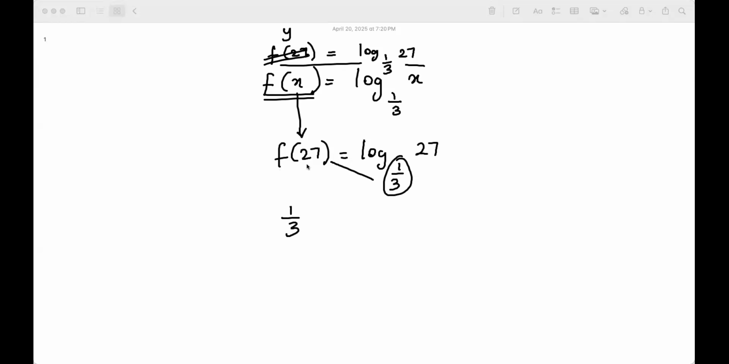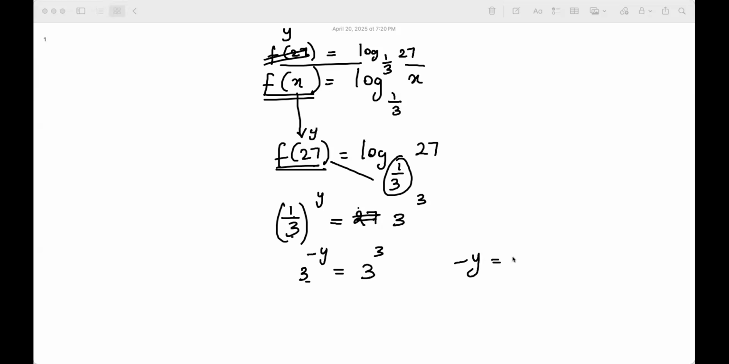1 by 3. I can't write f of 27, let me write it out as y. 1 by 3 power y is what I need to find out. It will be equal to what? 27. 27 can be written as 3 power of 3. 1 by 3 can be written as 3 power minus y equal to 3 power 3. Now the bases are the same. Minus y equal to 3 means y equal to minus 3. Krish, are you following? Yeah.